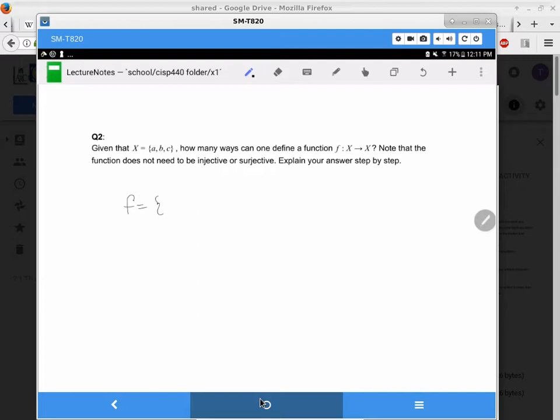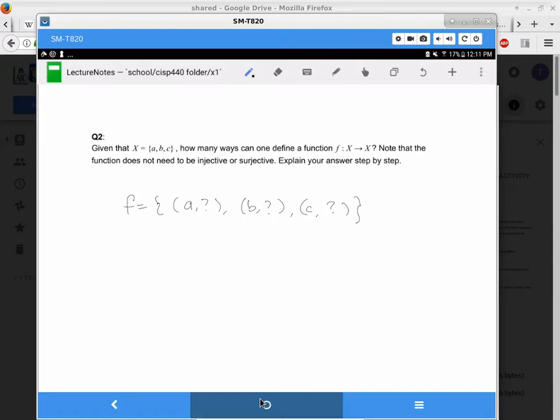So what we know is one element has to be a, and then some question mark here, and then b, some question mark here, c, and then the question mark here. We know that f is going to look like this, because this is what you need for a function. Every element in the domain has to be mapped to one and only one thing in the codomain. But since I did not tell you whether the function has to be injective or surjective or not, you have choices for each one of these.